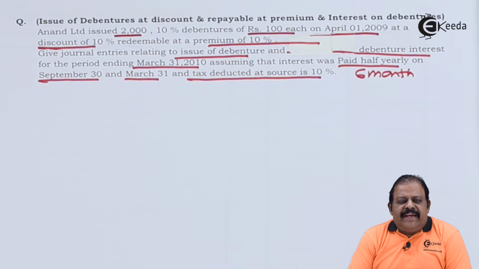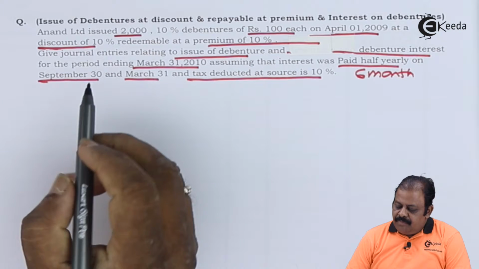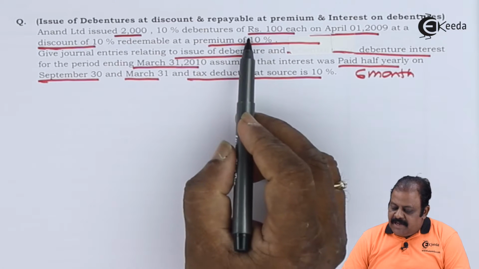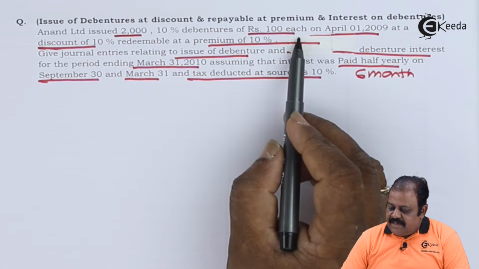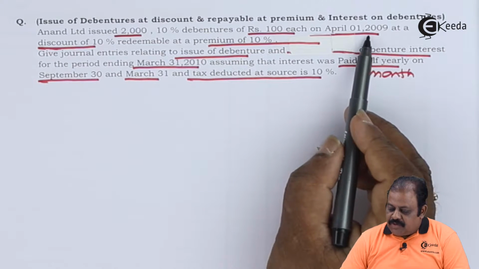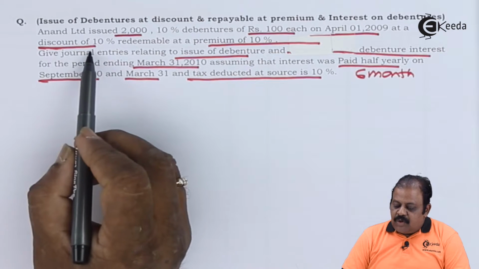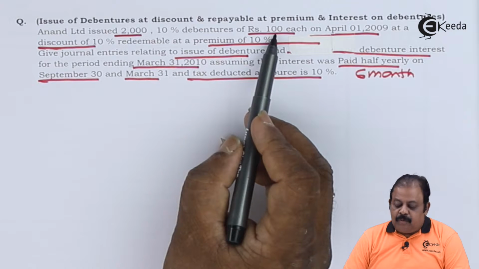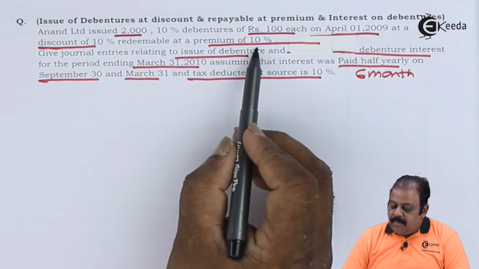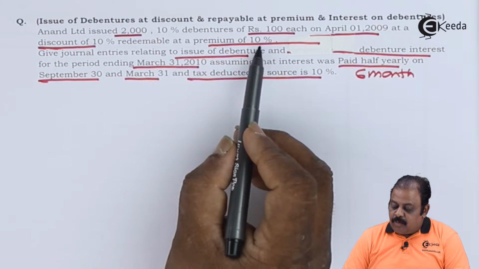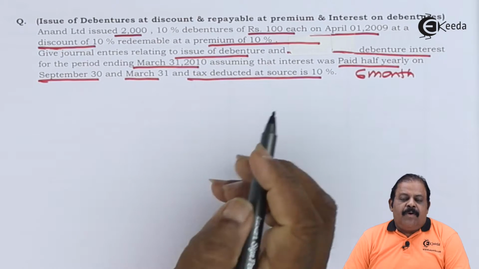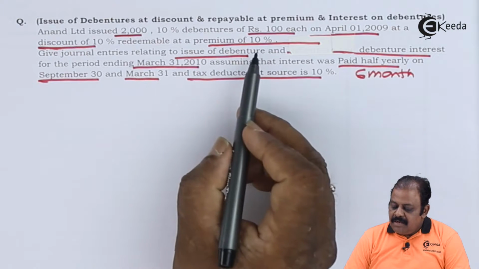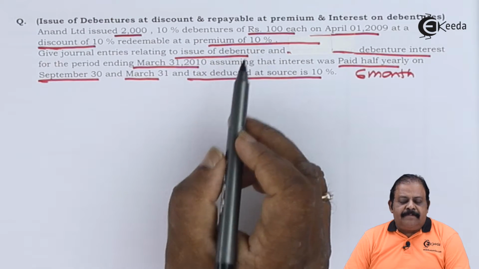First, we will be recording entry for issue of debentures. Anand Limited issued 2000 10% debentures of rupees 100 each on 1st April 2009 at a discount of 10%. So that will be 10 rupees on this 100 rupees, and redeemable at a premium of 10%, that is 10 rupees on this 100 rupees. That means amount repayable is 110. Let us record first this journal entry.